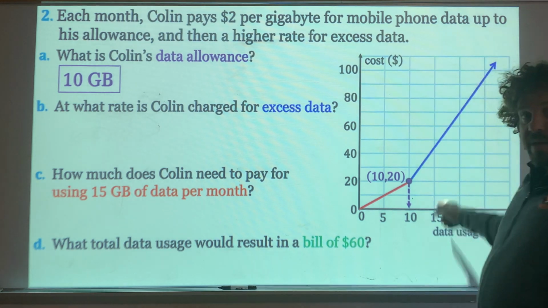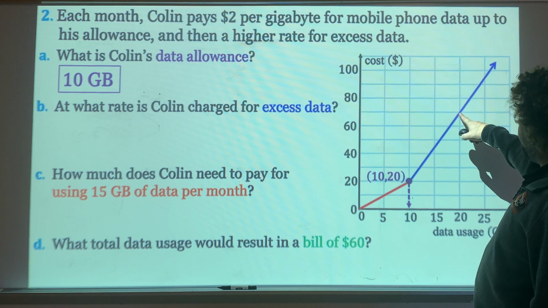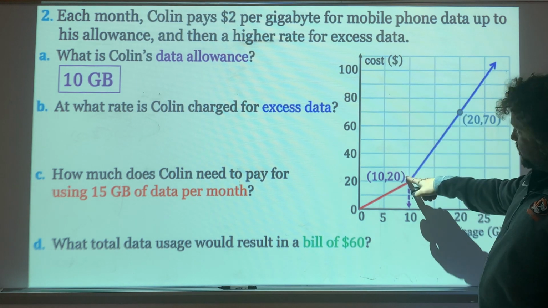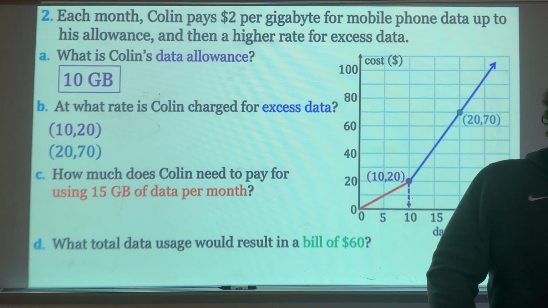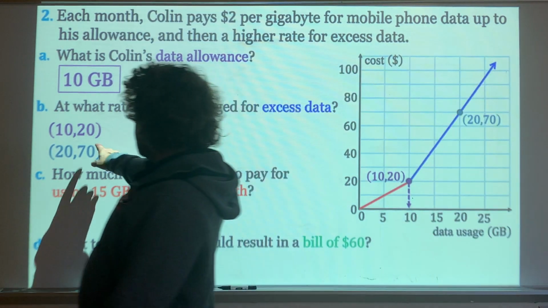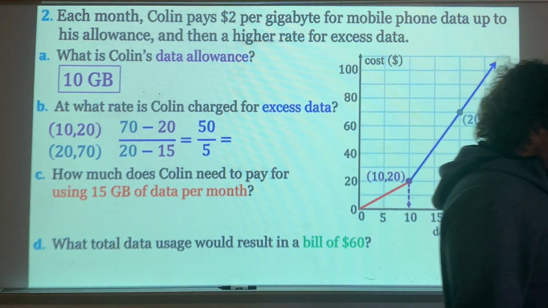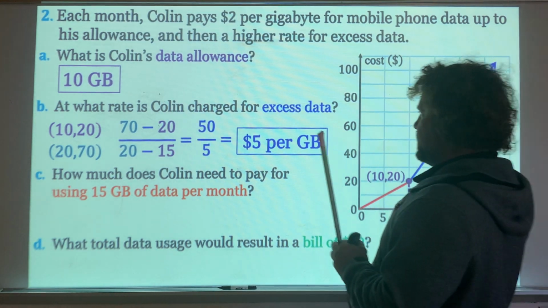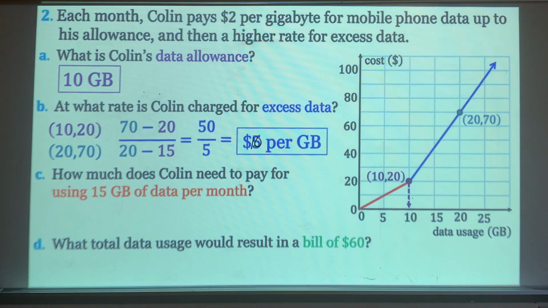At what rate is he charged for all this excess data? So the rate he's charged, we're going to have to find out what our gradient is. So we can use point 10, 20 here, and let's pick it up right there. That crosses nice. So I use this point, which is 20 over, 70 up. I'm going to use these 2 points to find my gradient, 10, 20 and 20, 70. What I do is find my gradient. y2 minus y1, 70 minus 20, over x2 minus x1, 20 minus 15. You get 50 divided by 5. 50 divided by 5 is 10. Whoa. 50 divided by 5 is not $5. It is $10. So it is $10 per gigabyte for his excess data.